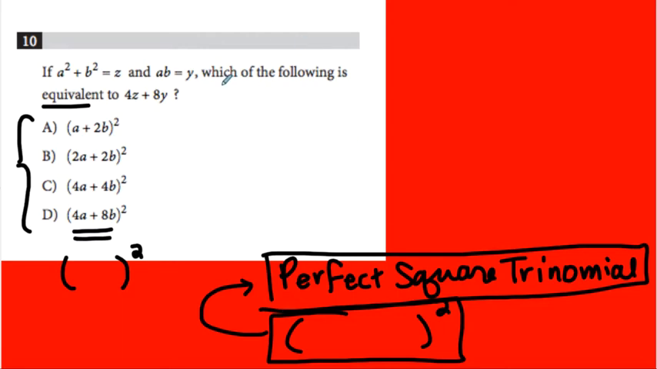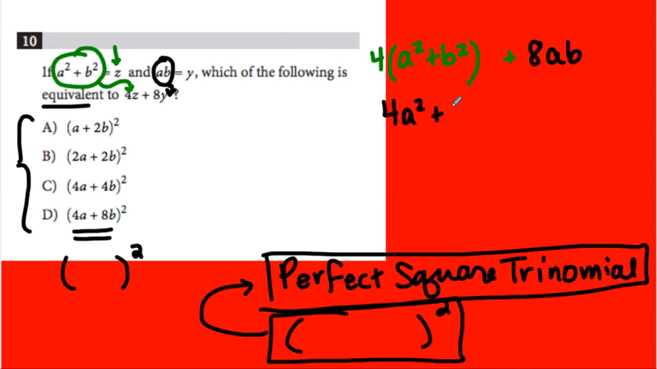All right, so what I decided to do was to use some substitution because there were so many variables. Instead of z, I'm going to take a squared plus b squared and plug it in for z, because all my answers also have a and b in them. So that gives me 4 times a squared plus b squared, plus, then I'm going to plug in 8ab for y, so plus 8ab. Then I'm going to distribute my 4, and I get 4a squared plus 4b squared plus 8ab.